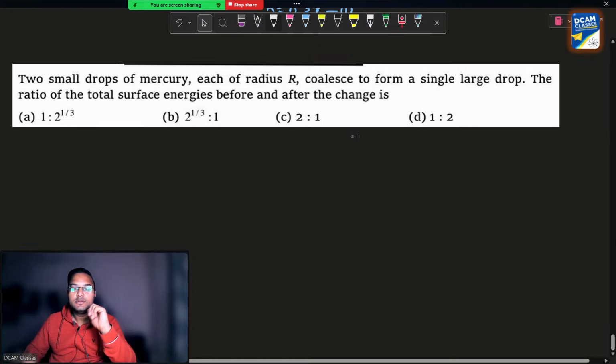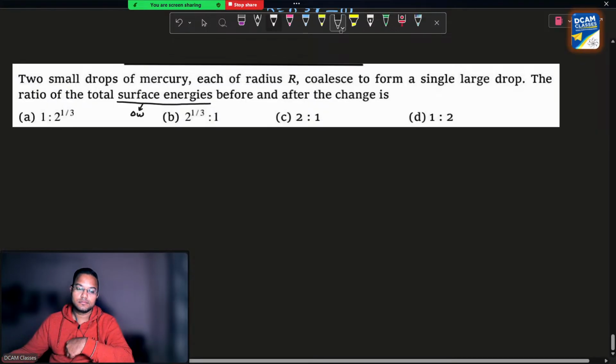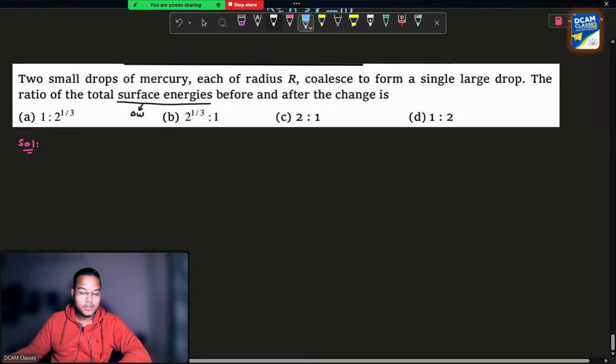You remember now? Surface energy is nothing but the work done. Work and energies are the same. Try this. If you're not able to solve, I'll solve it, or let me solve it simultaneously. You solve by yourself. If you're not able to understand, look at my solution. Two small drops of mercury each of radius r. Will solve slowly.